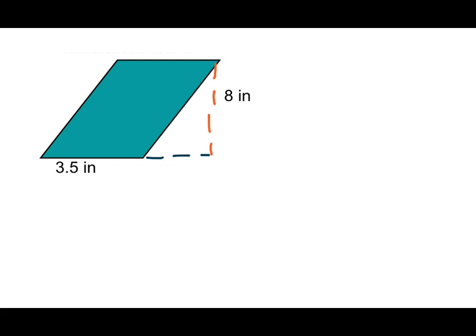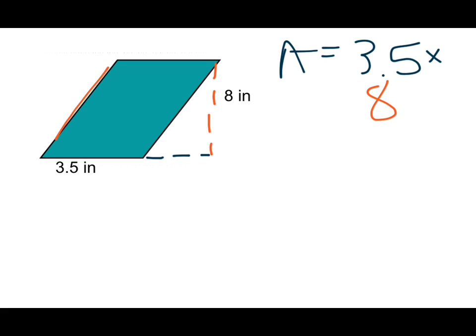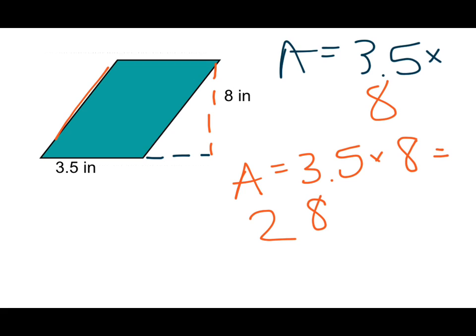So let's look at this parallelogram again. Our base is 3.5, and our height is not this slanted side, but rather the altitude that is 8 inches. So our area is 3.5 times 8, which gives us 28 inches squared.